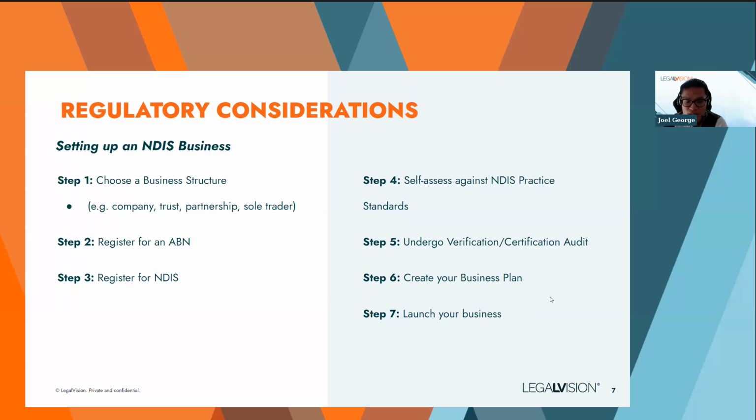And then step 5 comes the verification audit and certification audit. You basically need a certified auditor to do this for you. And then step 6 is to set up your business plan. Now, while this is a normal step for all businesses, I want to specifically call it out here because there is this document called the NDIS pricing guide, which you need to be aware of because this determines how much you are allowed to charge for your NDIS services. But again, Stephanie will go through this in a bit more detail later.